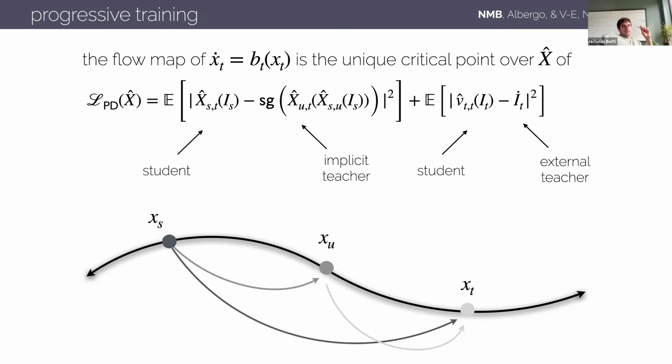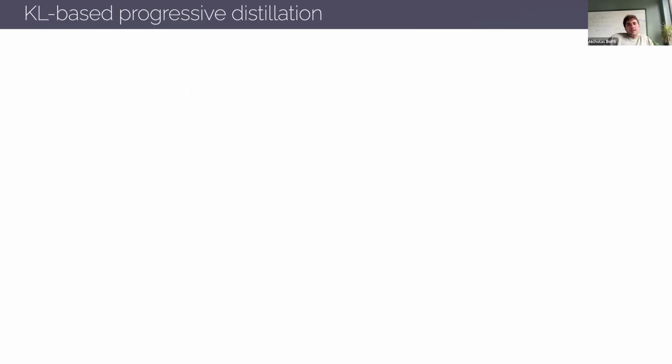Okay, so what I want to do now is use this to learn in my discrete setting. And what I want to do basically is, again, figure out some way to use kind of like KL or cross entropy. So what I'm going to do is try to write down a KL-based progressive distillation algorithm.